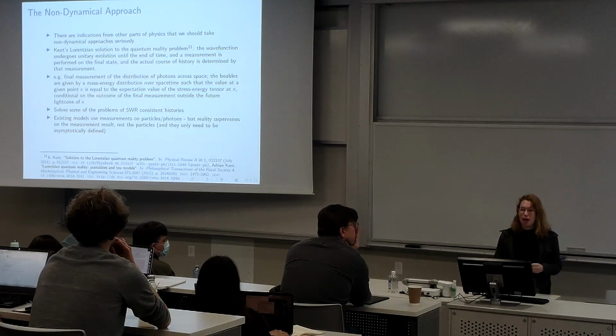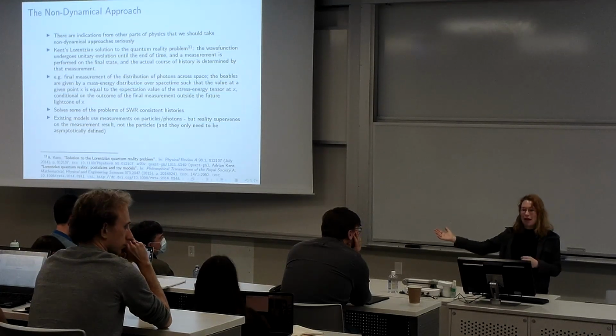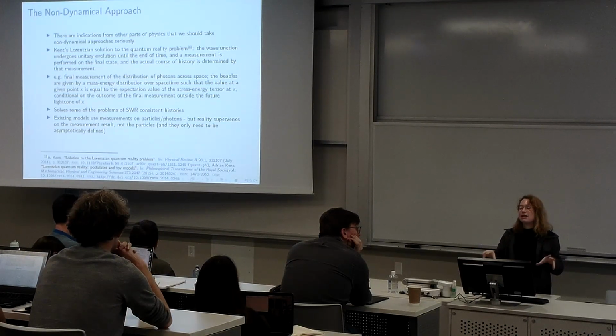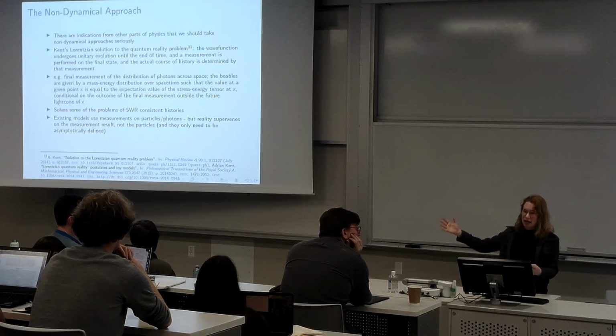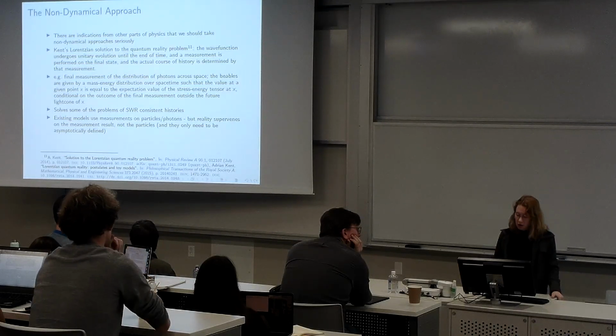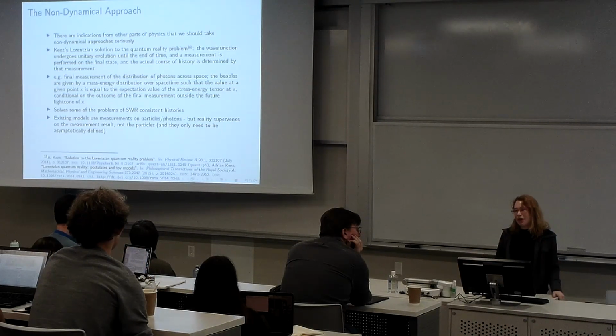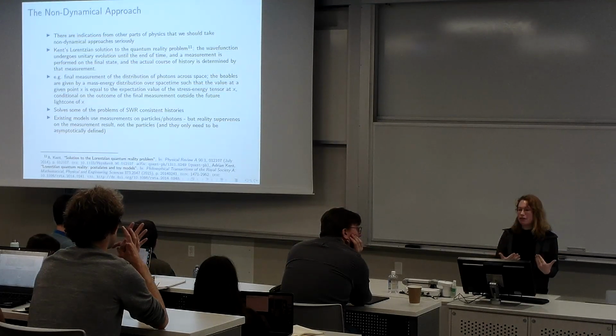Furthermore, Kent only needs the particles to be even somewhat approximately well-defined in an asymptotic way towards the end of time. It's not a problem for him if there are regions of space-time in which there are no particles or photons to be found, as long as there are enough of them at the end of time to define that final measurement. So, again, I reinforce that this hasn't yet been generalized to QFT, but it seems at least feasible that something like this could work in QFT.